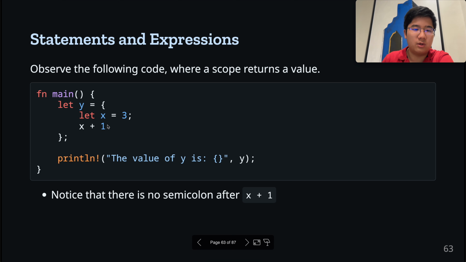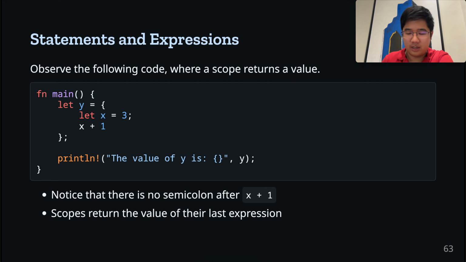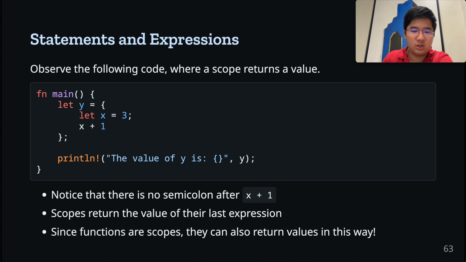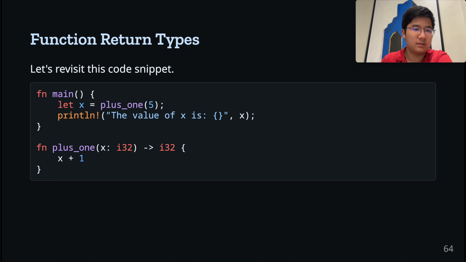Again, the only reason this works is because there's no semicolon after the x plus 1. If there was a semicolon, then that would be a statement, and this would not compile. Scopes always return the value of their last expression. Since functions are scopes, that's how they return values. You are actually encouraged not to use return in other cases. You only need to use return if you need to return early. For example, if you have an if statement and you want to return out of the function early, that's when you use it. So, going back to this code snippet.